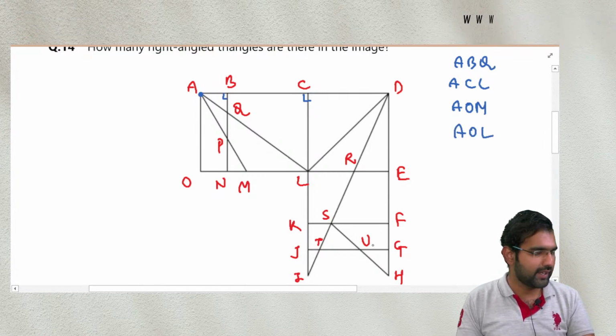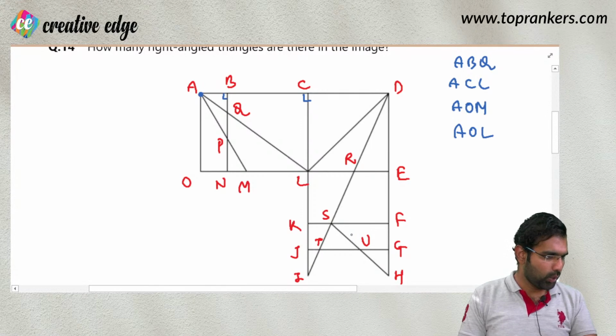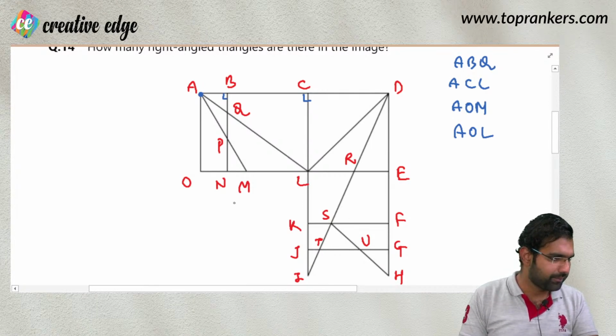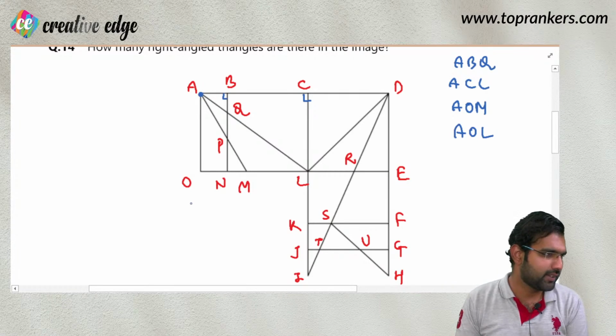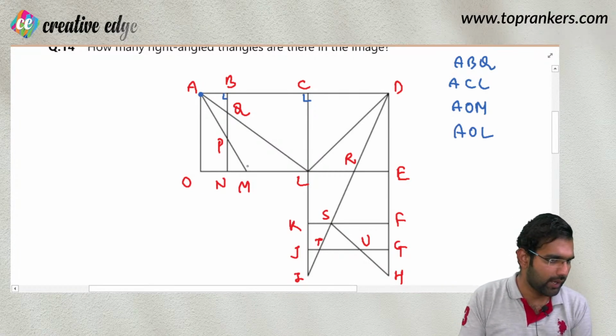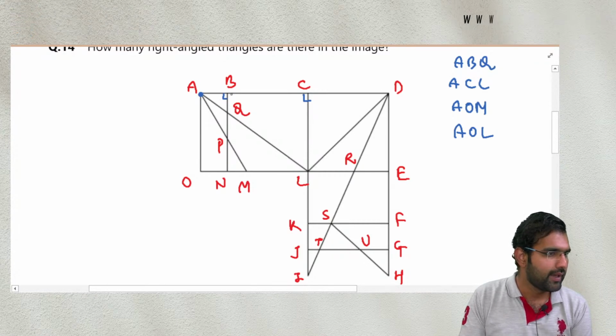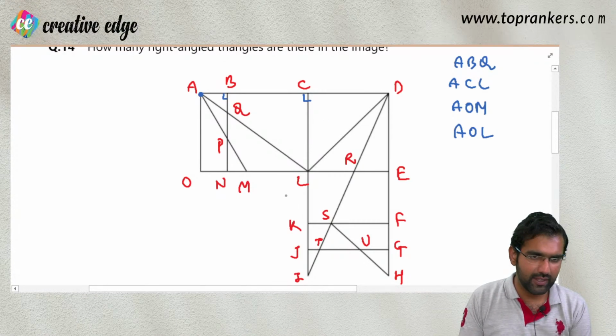I hope you all are seeing that. Apart from this AOL, what else can you see? I think with this A vertex, I am not able to see any other right angle triangle, because AOM I have covered, AOL I have covered, ABQ we have covered, ACL we have covered. I don't think we are left with any.